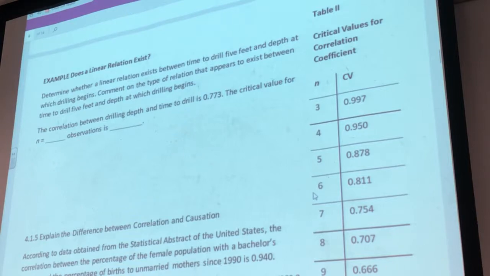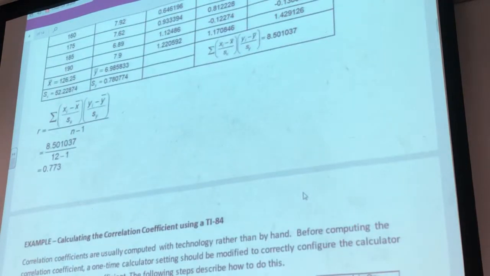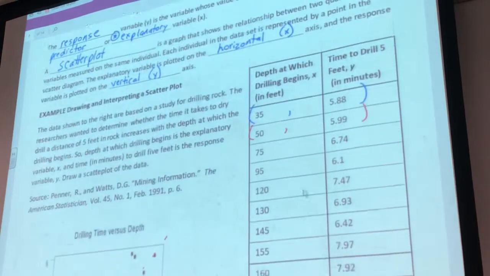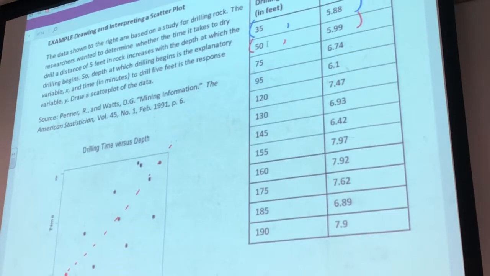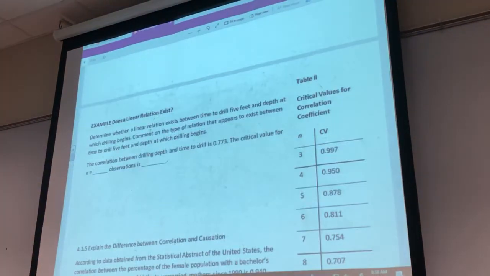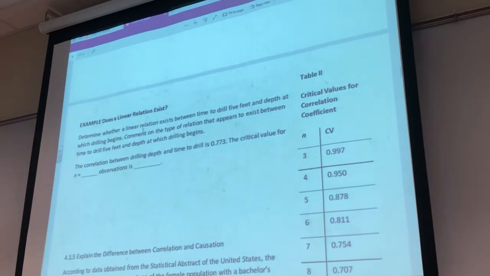So if we look back up for our drilling data, first one we had, right? Nope, not that one. Here we go. Our drilling data, how many points did we have? I had 1, 2, 3, 4, 5, 6, 7, 8, 9, 10, 11, 12. So I've got 12 ordered pairs, 12 points on my scatter plot. So my n for that data is 12.